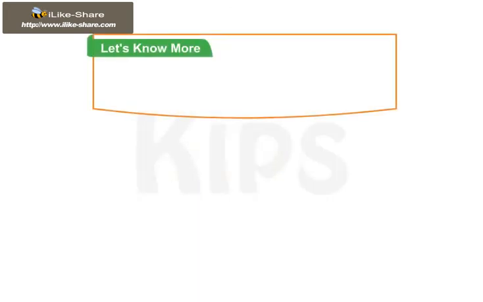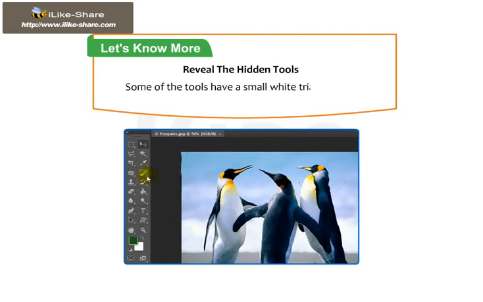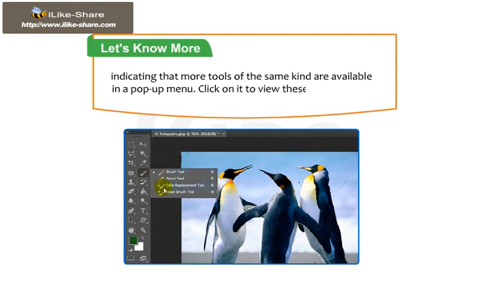Okay, let's know more. Reveal the hidden tools. Some of the tools have a small white triangle at the bottom right corner, indicating that more tools of the same kind are available in a pop-up menu. Click on it to view these hidden tools.